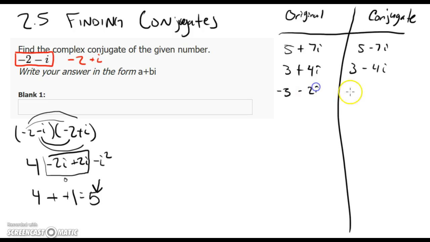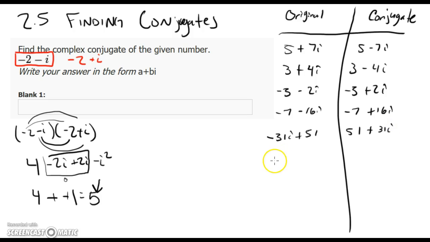-3 minus 2i. The conjugate is -3 plus 2i. -7 minus 16i. The conjugate is -7 plus 16i. -31i plus 51. The conjugate is 51 plus 31i. -27i plus 2. The conjugate is 2 plus 27i. -3i minus 5. The conjugate is -5 plus 3i.